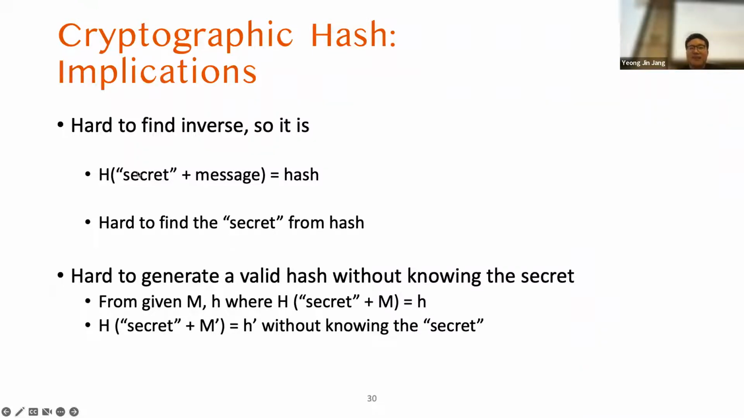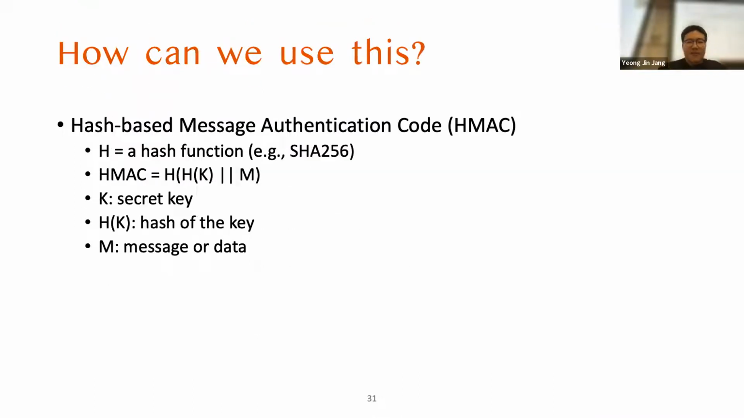So that guarantees that attackers will find it hard to generate the secret message, because if they don't know the key, the property of the hash function will preserve that. Even if they know H, they cannot reveal the secret. Even if they know what the message is, they cannot reveal the secret, because it's hard to find the inverse function. Then how can we use that?